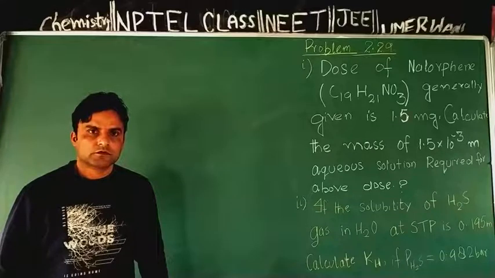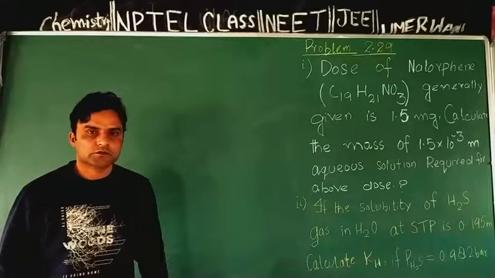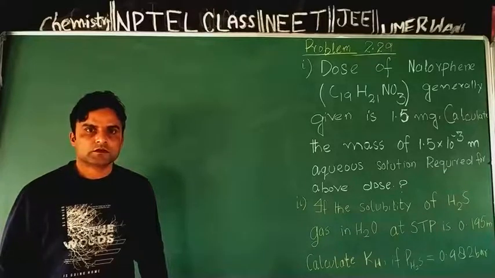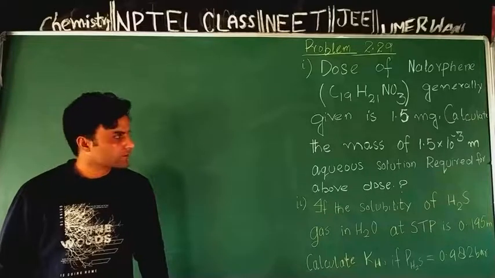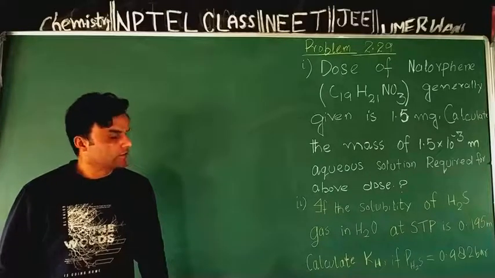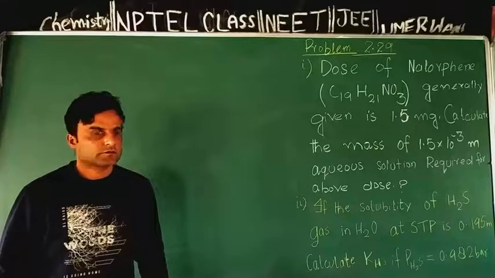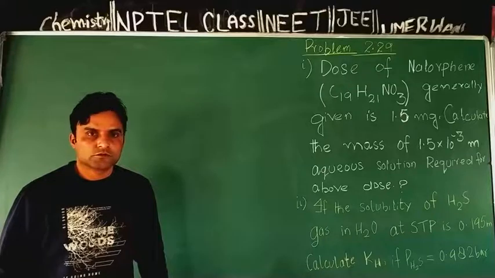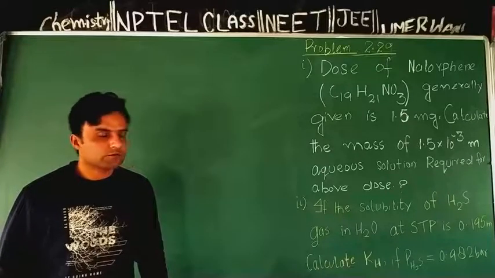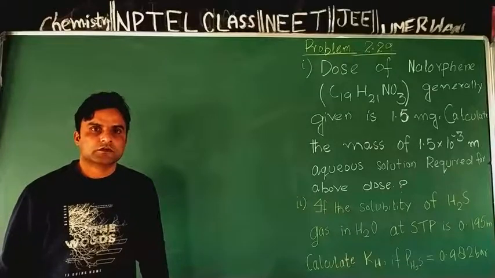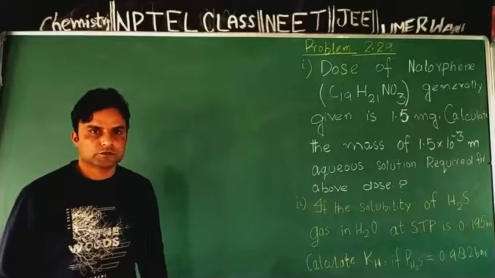We have to make 1.5 into 10⁻³ molar aqueous solution of morphine, and for that the mass of morphine to be used is 1.5 mg, which is its prescribed dose. Now we need to calculate how much water we have to take in order to make this solution.